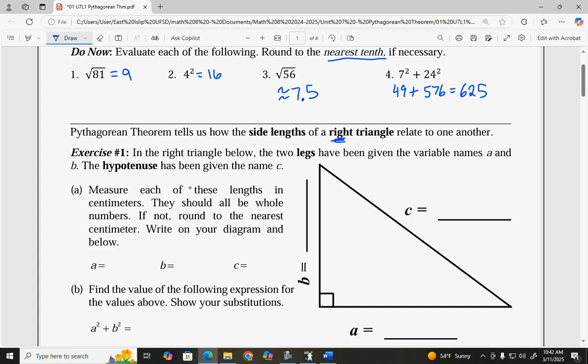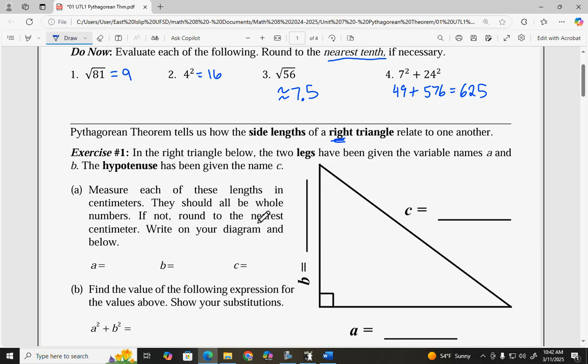Honestly, when you're building things, construction workers actually use the Pythagorean theorem because they have to make sure when they build a wall that it's perpendicular to the floor, right? We want the wall straight up and down. We don't want it a little tilted. So they do use the Pythagorean theorem. They might not call it the Pythagorean theorem while they're working, but they actually are measuring the lengths of sides in order to make sure it makes a right triangle.